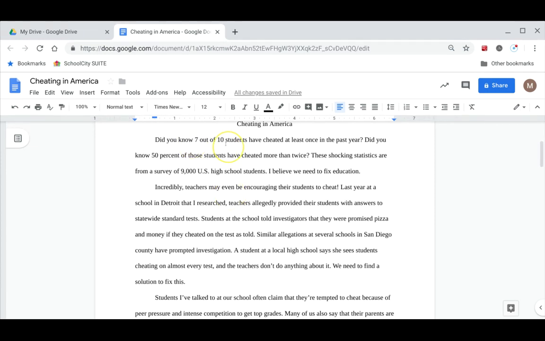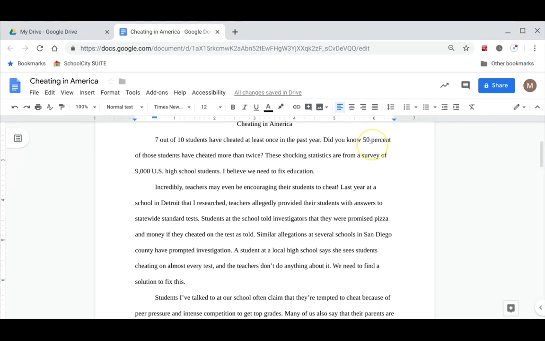So this says, did you know 7 out of 10 students have cheated at least once in the past year? Already they're starting out with the question. The way we can get rid of this you, which isn't allowed, is to just say it as a fact. So 7 out of 10 students have cheated at least once in the past year.